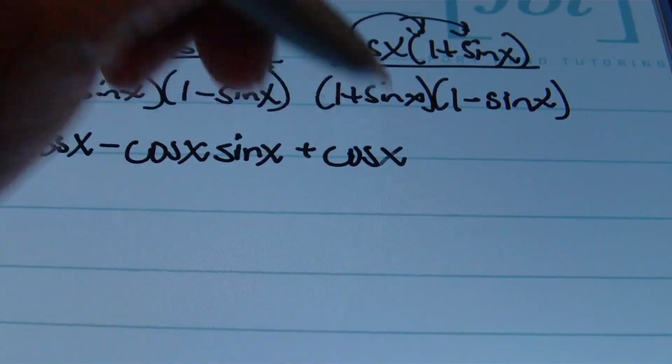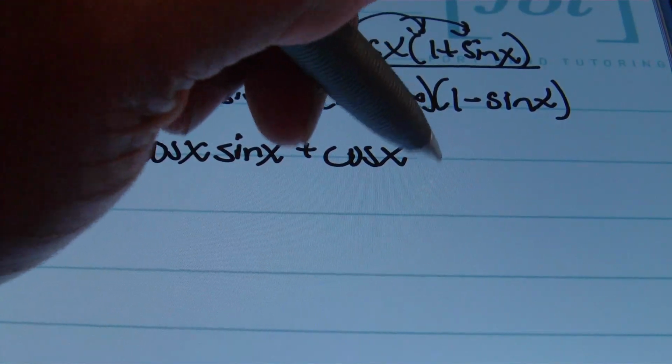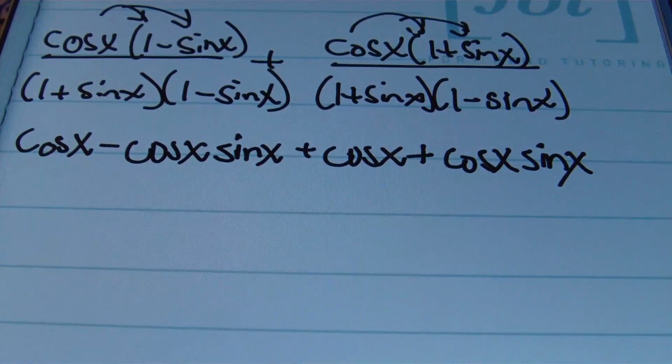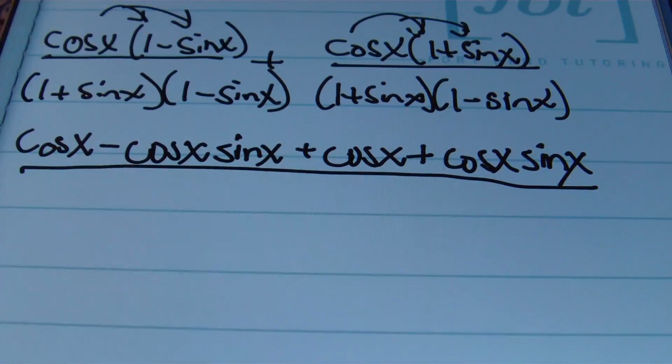Then cosine x times 1 is cosine x. And then finally, I have cosine x times sine x. That's going to give me a positive cosine x sine x. That's in the numerator. And then in the denominator, I'm going to go ahead and multiply that common denominator out.